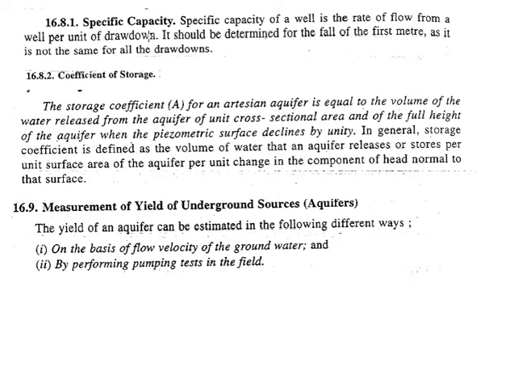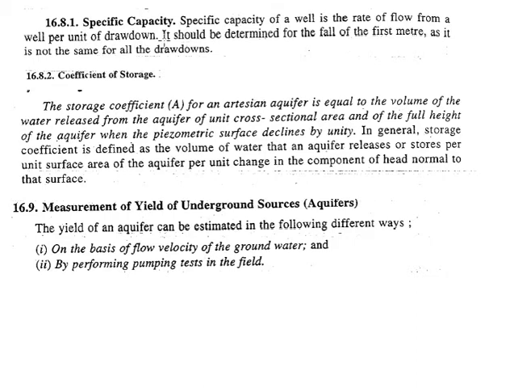Next is the specific capacity and coefficient of storage. So what is specific capacity? How can we define the specific capacity? This is defined as the well yield per unit of drawdown. Yield means the amount, the volume of water that we can extract from the well. So the yield from the well per unit of the drawdown is defined as the specific capacity.